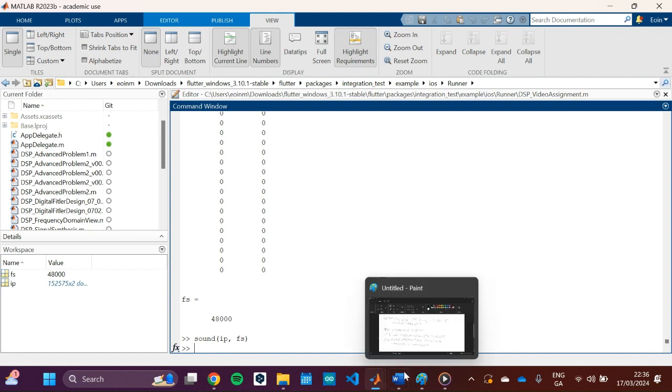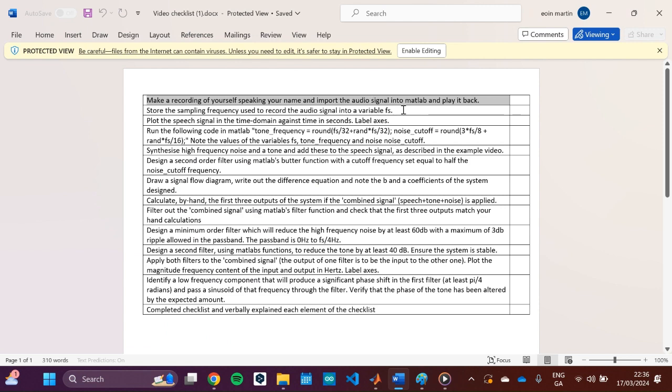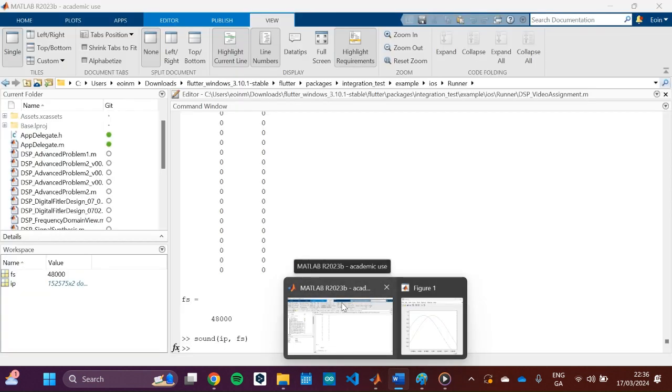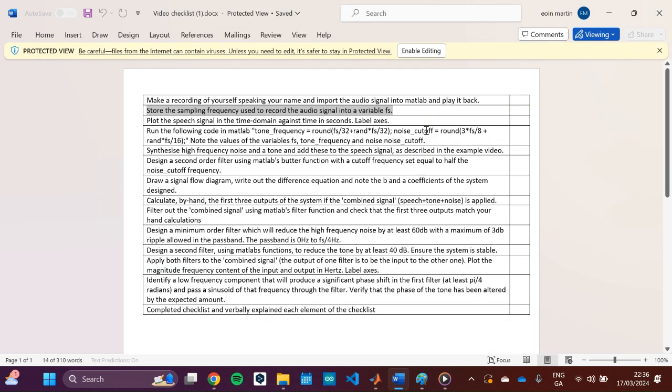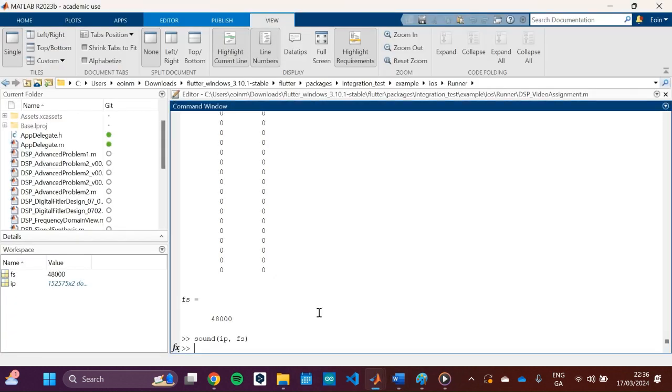Okay, and that FS there stores the sampling frequency. That's shown to be 48,000 hertz, so it must be the sampling frequency of an M4A file. Next: plot the speech signal in the time domain against time in seconds.